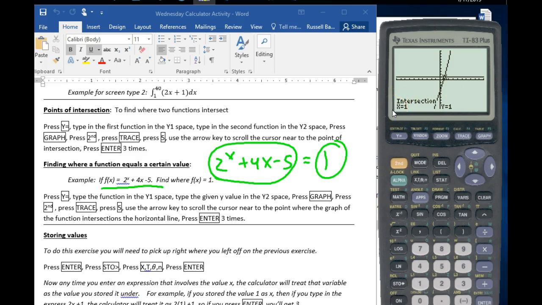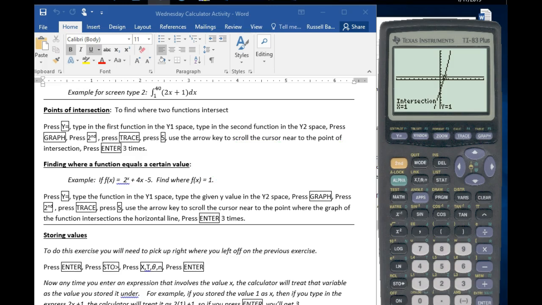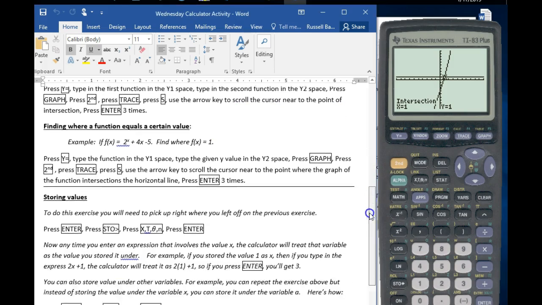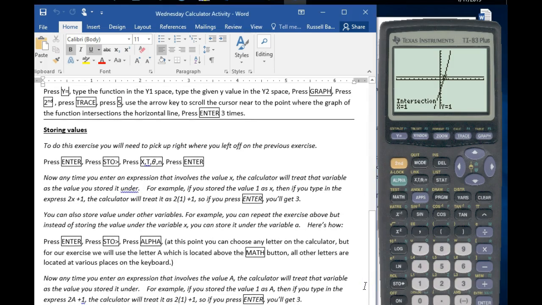It's 1. All right. The last thing I want to do, don't clear that. I want you guys to leave that on the calculator. The last thing I want to show you guys is how to store a value. Now, on the AP exam, they always want you guys to get answers correct to like the thousandth place. In other words, 3 numbers past the decimal.